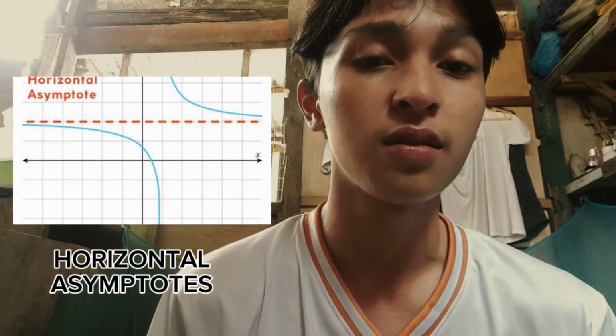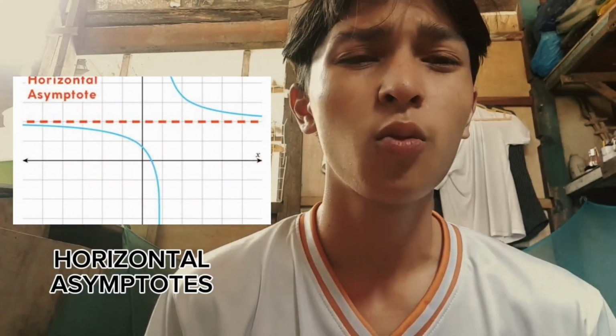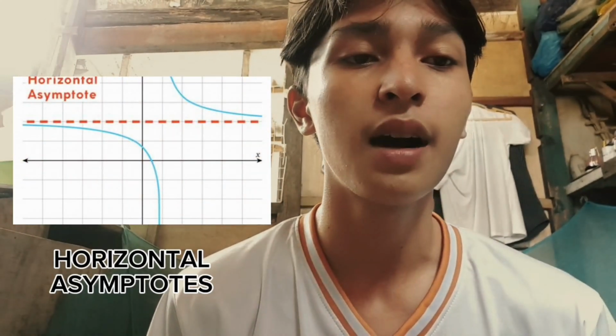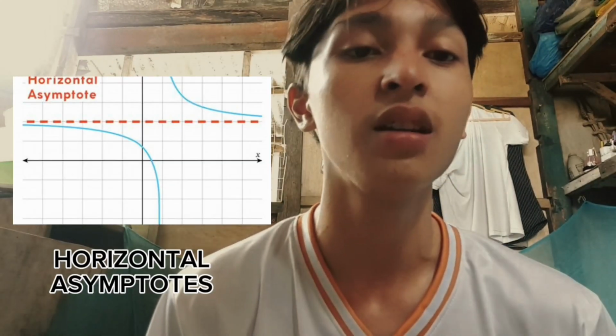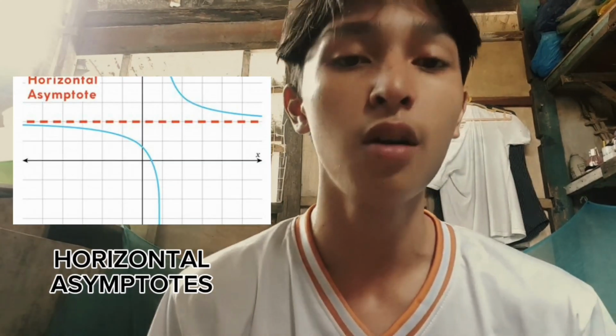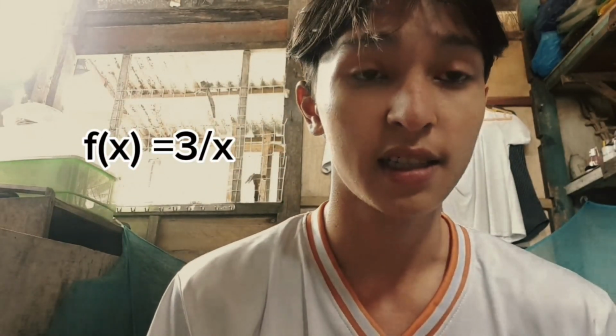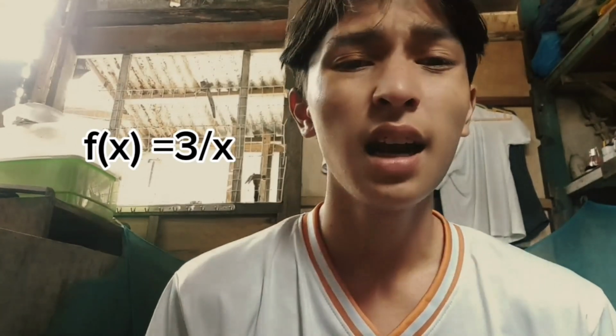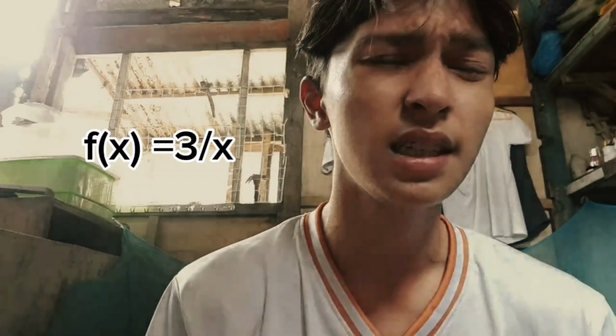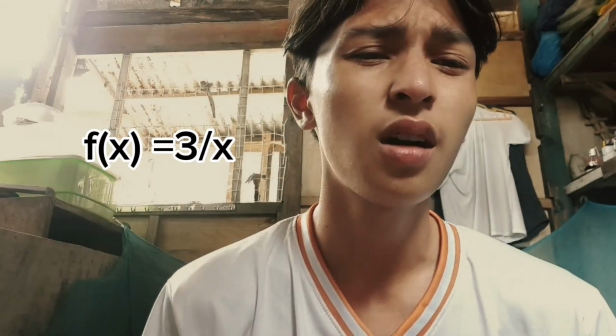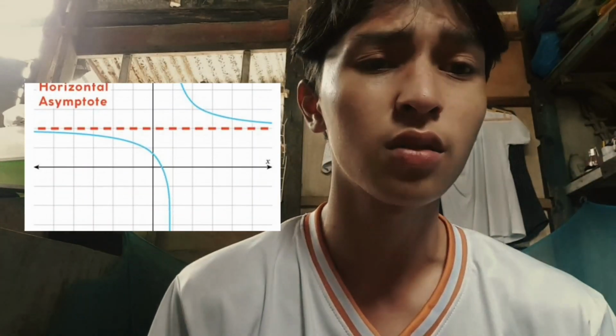Number 2, horizontal asymptote. This tells us what happens to the graph as x becomes very large or very small. Here's the example. f of x equals 3 over x. As x goes to infinity, f of x approaches 0. So the horizontal asymptote is y equals 0.